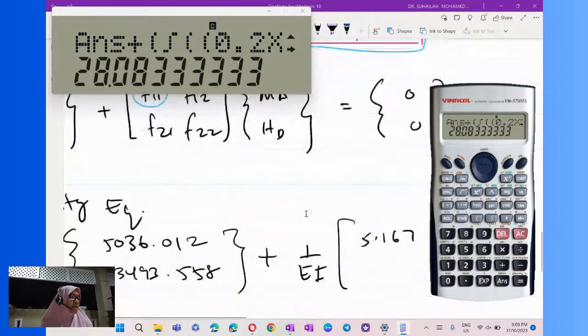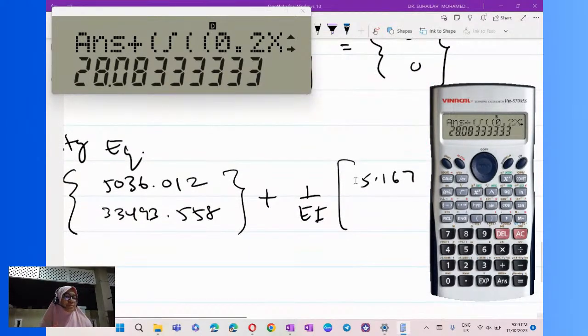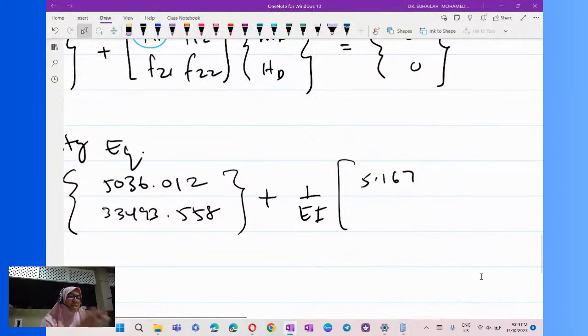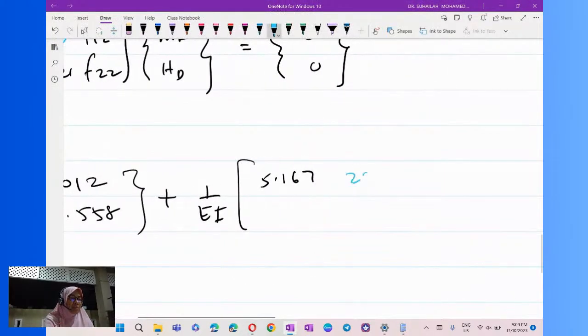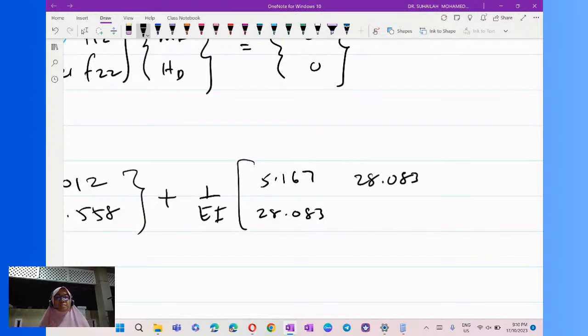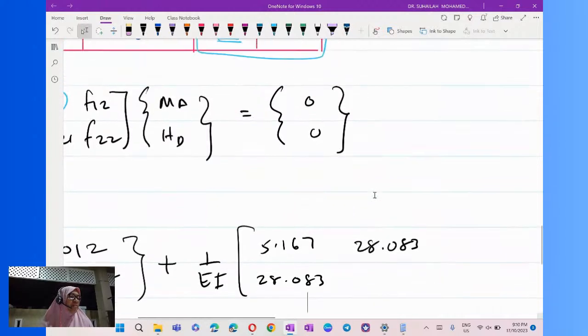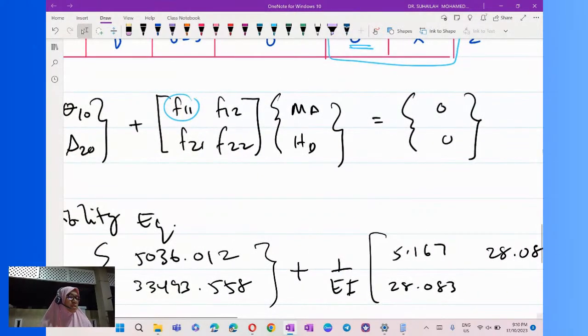28.083. Please check. 28.083 for 1,2 and for 2,1. Okay, the same value. Symmetry. The matrix must be symmetry. And F22.